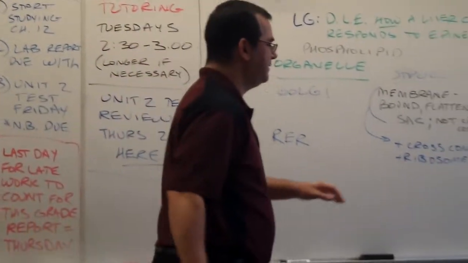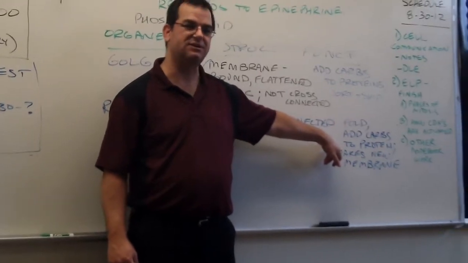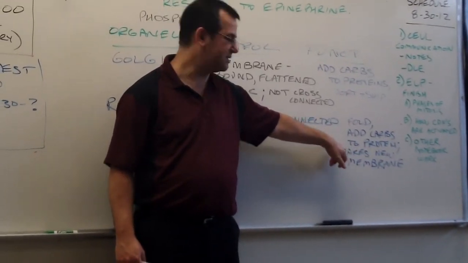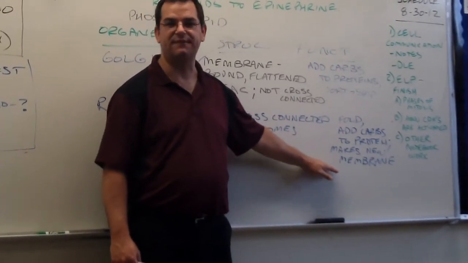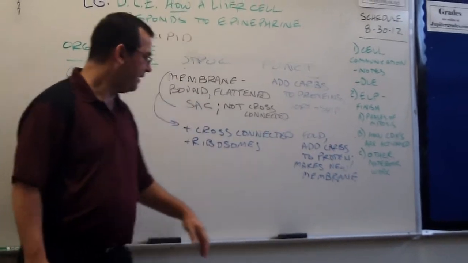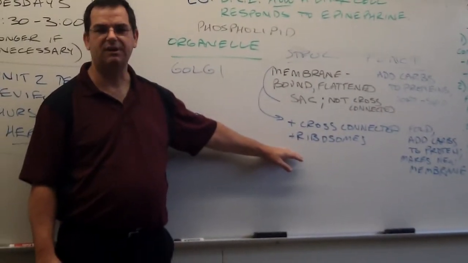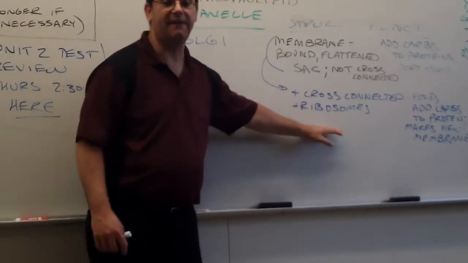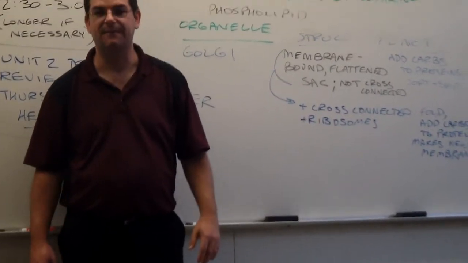So like if you had said that the rough ER detoxifies toxins, which it doesn't do, but then you say it is also the place where new membranes are made, you'd get the point for the function. Okay? If you had said that the rough ER is membrane-bound sacs that are not cross-connected, but then you went on to say they have ribosomes studding the outside, the ribosome thing gets you the point.